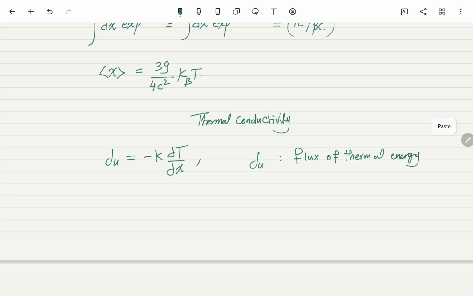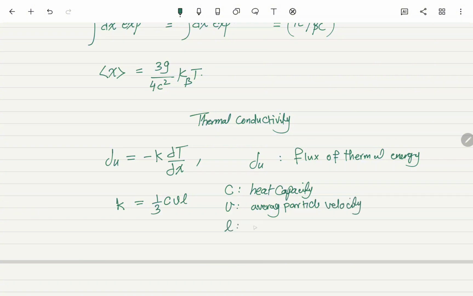With the aid of the kinetic theory of gases, K equals 1 over 3 C V L. C is the heat capacity per unit volume, V is the average particle velocity, and L is the mean free path of the particle between collisions.